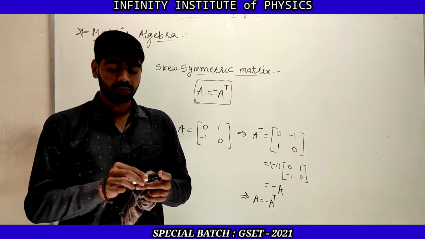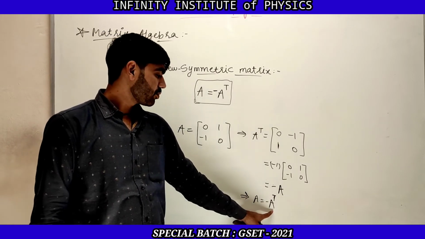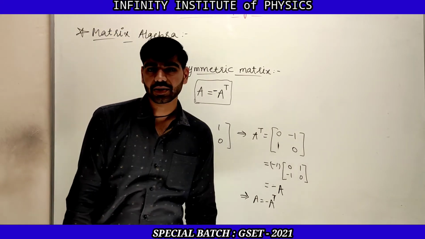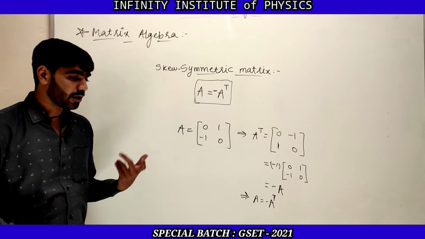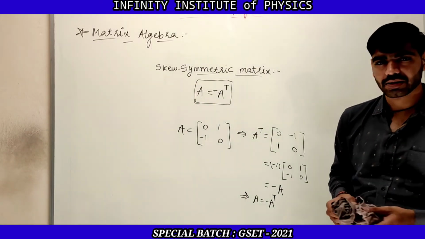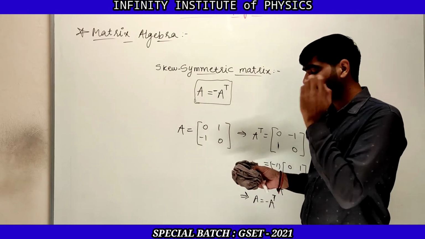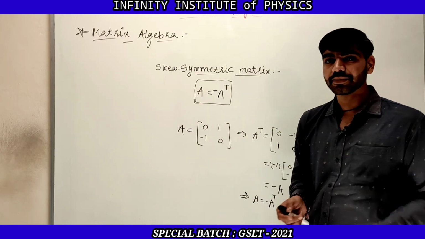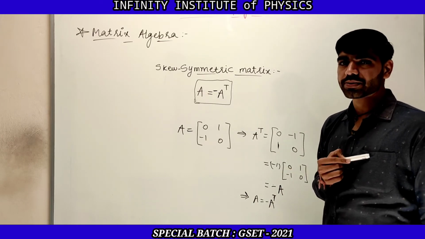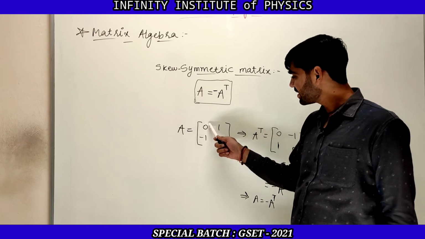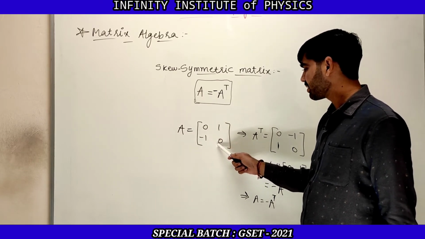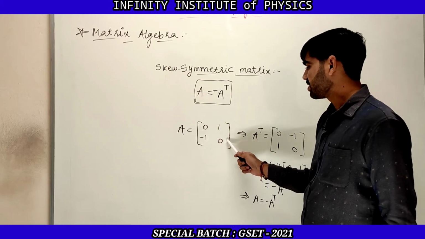So A is equal to minus A transpose, and that's why this matrix is said to be skew symmetric matrix. Now one more thing that I want you to remember for skew symmetric matrix is that the principal diagonal entries of skew symmetric matrix will be always 0. In skew symmetric matrix, principal diagonal entries are always 0.